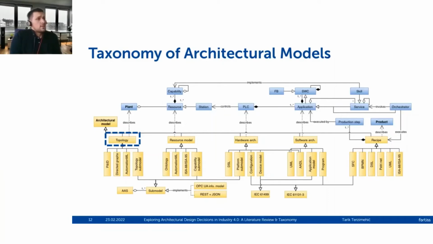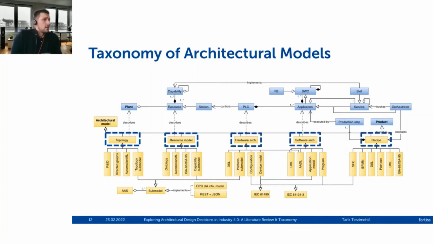And those applications can then also be expressed as production services, which are invoked by an orchestrator that produces a product, that executes a recipe, which describes the product. And here we also have the application of generic UML activity diagrams, for example, but also BPMN, business process modeling notation. Some domain-specific languages are also applicable here, or we met them in the research papers, like the sequential function chart from the 61131 standard.